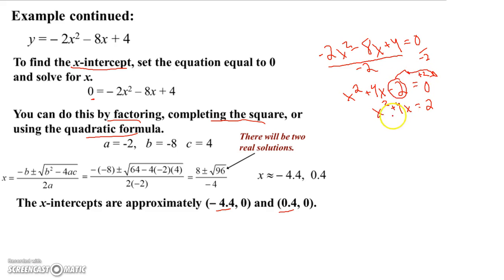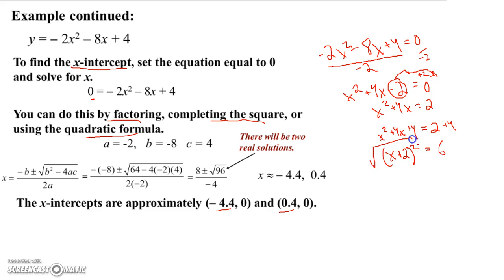plus 2. Now, I want to create a perfect square trinomial. I take half of my b value. What's half of 4? Half of 4 is 2, and I need to square that. So 2 squared is going to be 4. So I'm going to take x squared plus 4x plus 4 equals 2 plus 4. And now I've got a perfect square trinomial. That means I know that this is the same thing as x plus 2 squared equals 6.